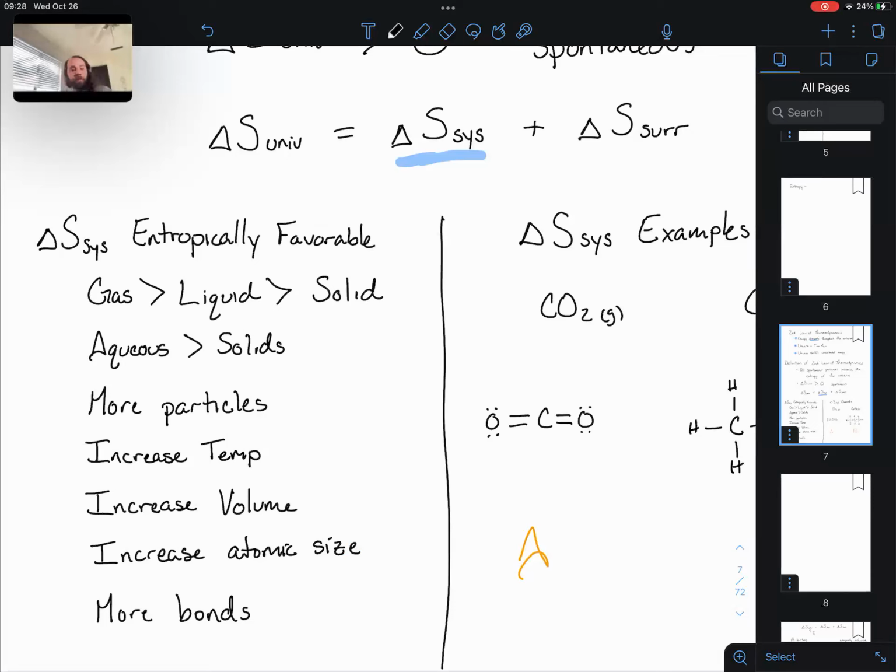All right, so we made a list of these things that, for a system, for what's in our beaker, make it entropically favorable. There is a hierarchy here. Number of bonds is the least important factor, whereas the state of matter is by far the most important factor. So there's a hierarchy of importance to these various things that we've talked about, in terms of considering whether a process is entropically favorable or unfavorable.